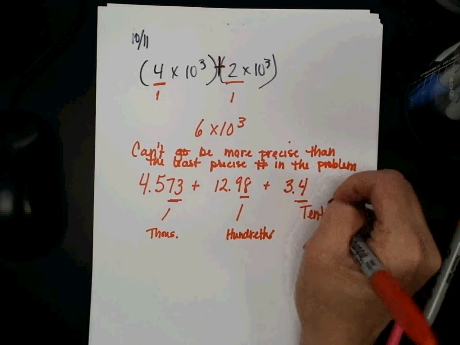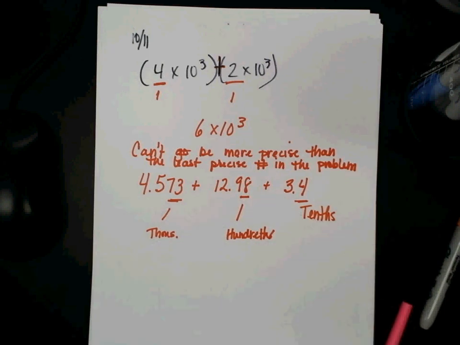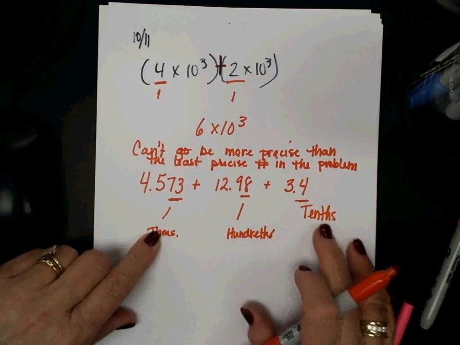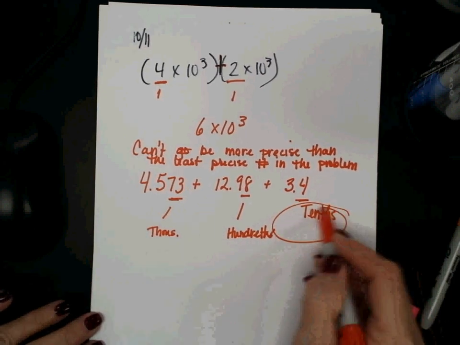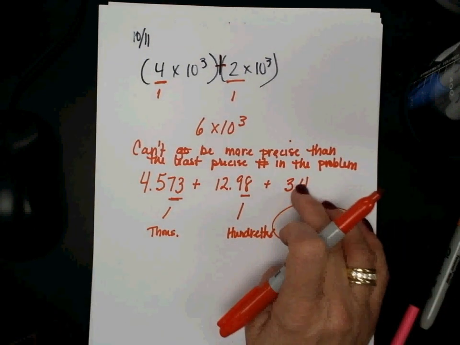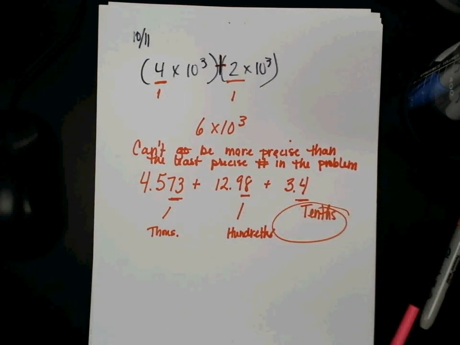So you don't really have to write all those things down. Then I look at it and I go, oh, this is the thousands, this is the hundreds, this is the tenths. Which one of those is the largest, Brandon? The tenths. So my answer can't go any farther than the tenths place. So let's punch it into our calculator and see what big number we get.